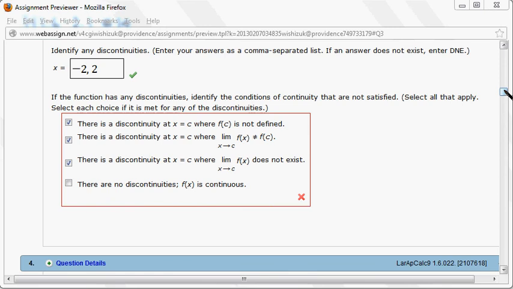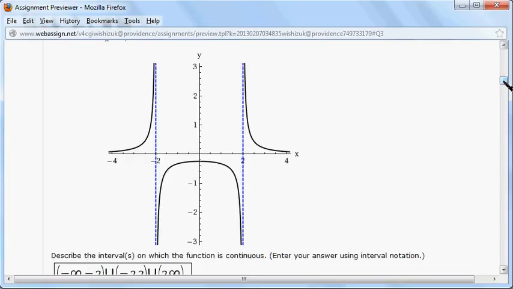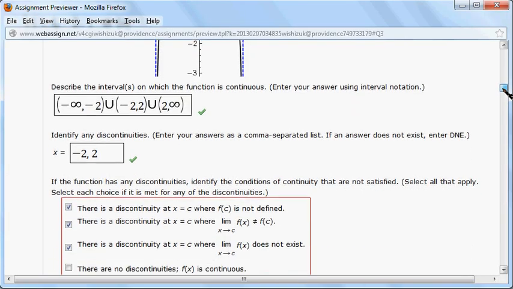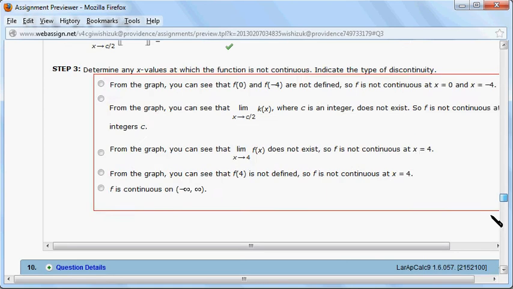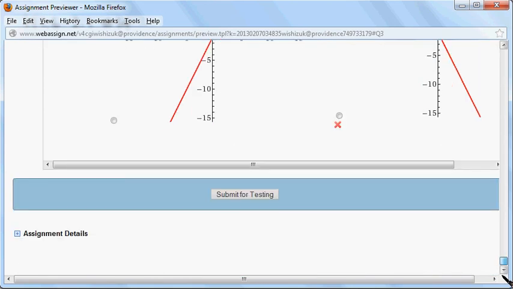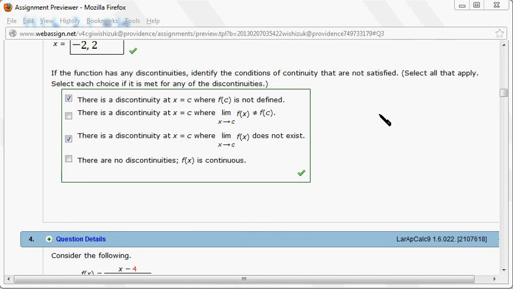Okay, it came back. Actually, it looks like I made a mistake, but let's see. Got the first two correctly. All right, so maybe this is a little misunderstanding of how we look at the question. Maybe I uncheck this one and see what happens. Okay, it came back as a correct answer.